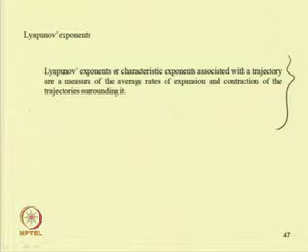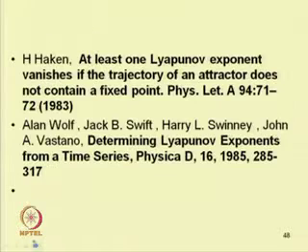fixed point. So, the Lyapunov exponent or characteristic exponent associated with a trajectory is a measure of the average rate of expansion and contraction of the trajectory surrounding it. So, one can use the method by Wolf, Swift, Swinney and Vastano for determining the Lyapunov exponent from a time series. This was published in Physica D in 1985 to obtain the Lyapunov exponent for systems with experimentally obtained response.